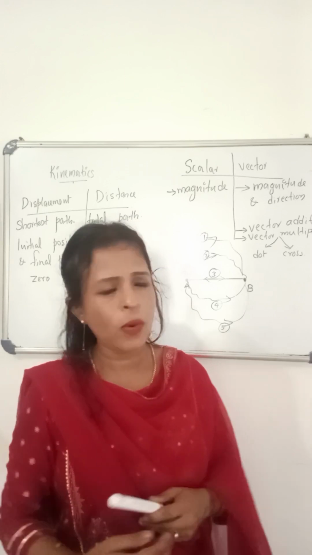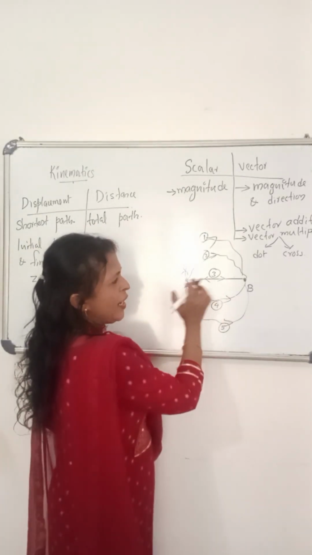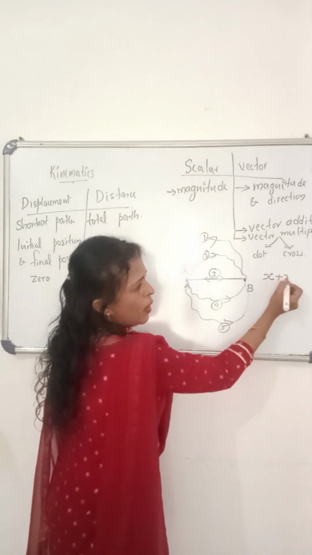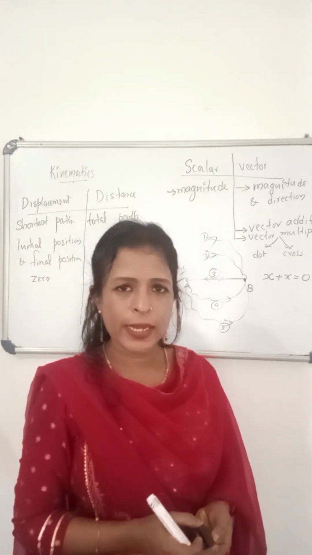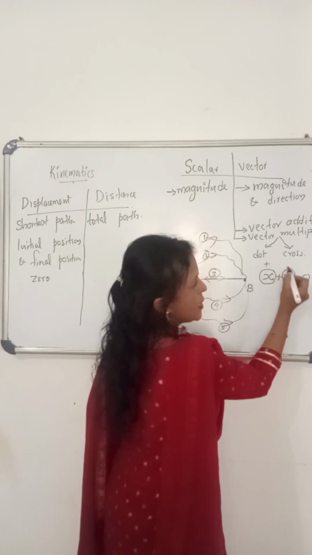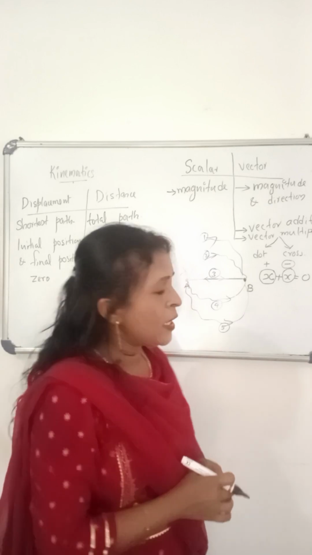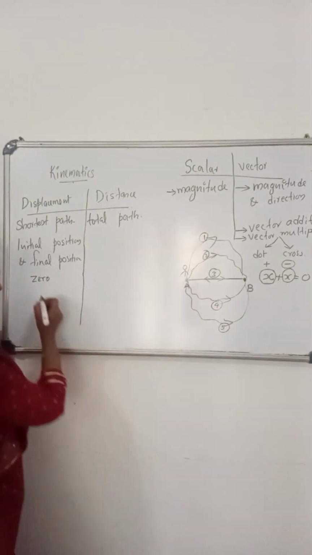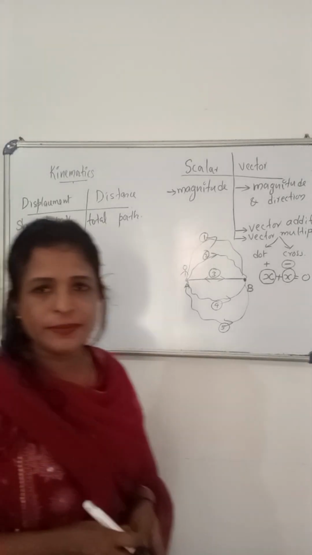Why? You can consider A to B as x and B to A as minus x, which is equal to 0. We already got that, because the initial and final points are the same. So the first is positive and this one is negative, then only it becomes 0. So displacement in the opposite direction we can consider as a negative quantity. So it is 0, or a negative quantity, or a positive quantity.